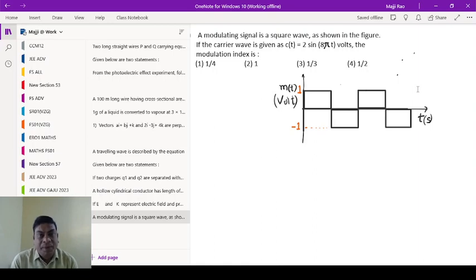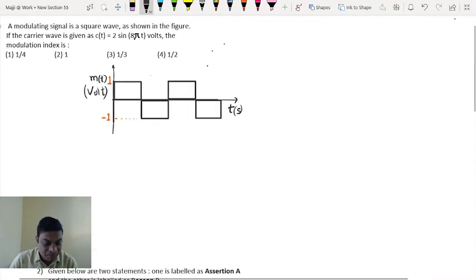This time I have picked around three questions from the morning shift of 24th January 2023. The questions have been taken from modern physics. Okay, so let us discuss the questions one by one.